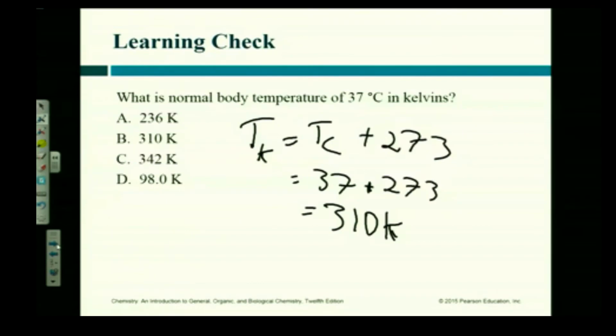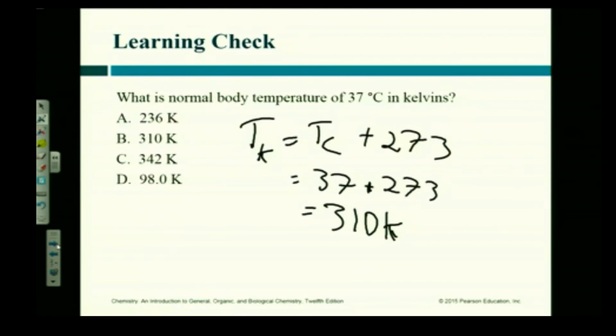Okay? Did I do that right? 310 Kelvin? That's the easiest problem we're ever gonna have right there. That's way easier in centimeters to inches, isn't it?